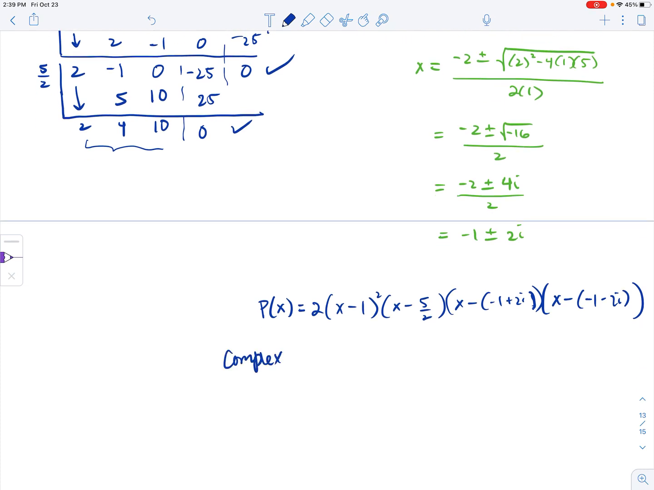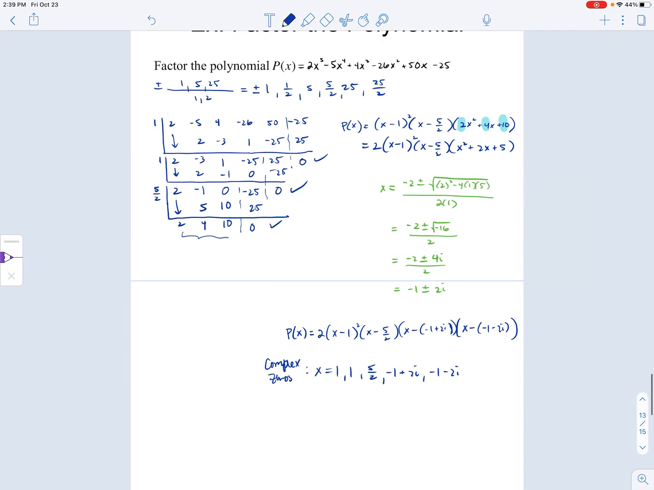So we can see that the complex zeros of this polynomial are 1, and 1 is repeated, right? Because it has a multiplicity of 2. So 1, which is a repeated 0, 5 halves, negative 1 plus 2i, and negative 1 minus 2i.